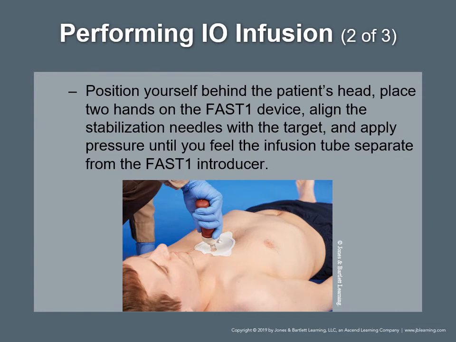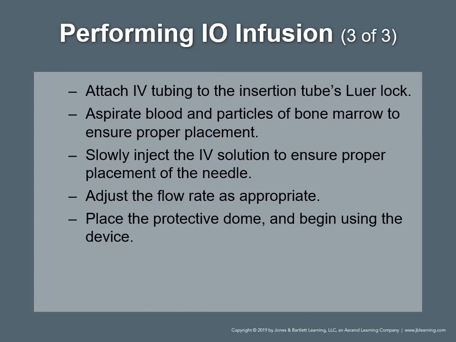Position yourself behind the patient's head. Place 2 hands on the FAST one device. Align the stabilization needles with the target and apply pressure until you feel the infusion tube separate from the FAST one introducer. Discard the stabilization needle in a sharps container and attach the IV tubing to the insertion tube's lower lock. Aspirate blood and particles of bone marrow to ensure proper placement.